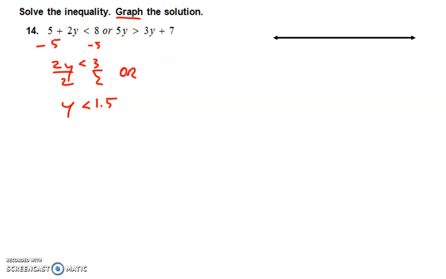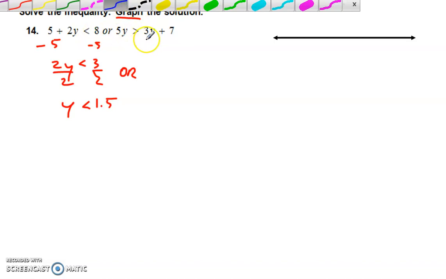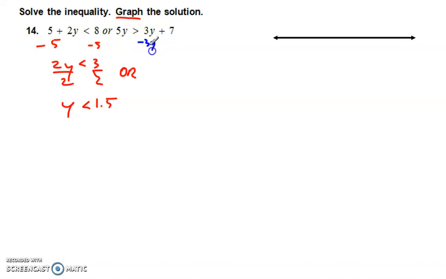here, we're going to bring the variable to one side, so I'm going to subtract 3y from each side. That cancels this out. 5y minus 3y is 2y is greater than 7. Divide by 2 on each side. Okay, usually you can leave this as a fraction, but we want to graph it again, so y is greater than 3.5.